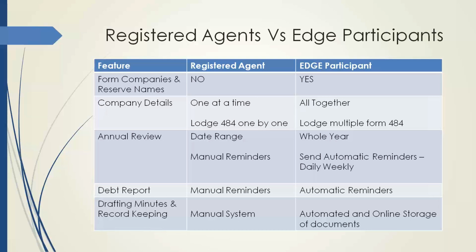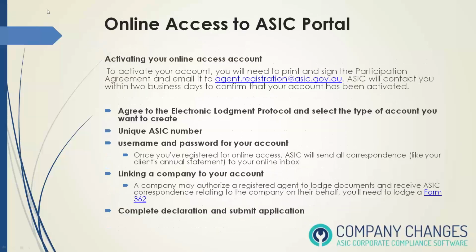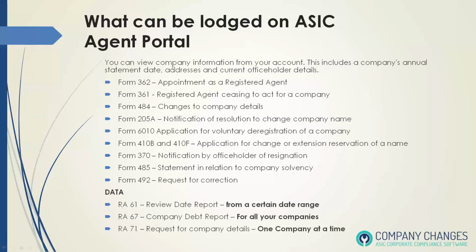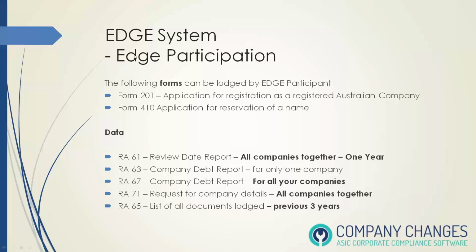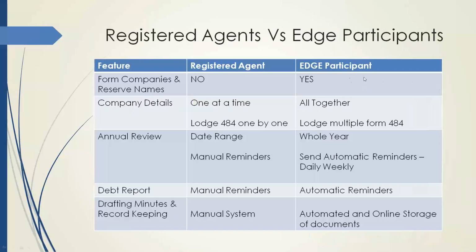But let's say you're an Edge participant, you're using company changes. Yes, you can go back to the ASIC portal. But why would you go back to the ASIC portal? Because you can lodge all of these forms, which you can lodge on the ASIC portal. You can also lodge them on company changes, for example. Okay, so both can work together. So in a way you can say Edge participation is a higher level of being a registered agent, and it allows you to do certain things.